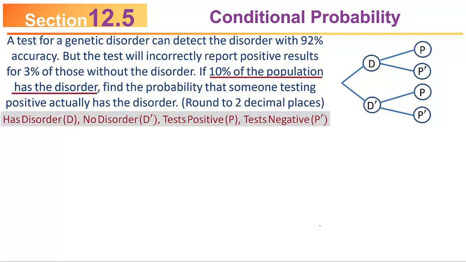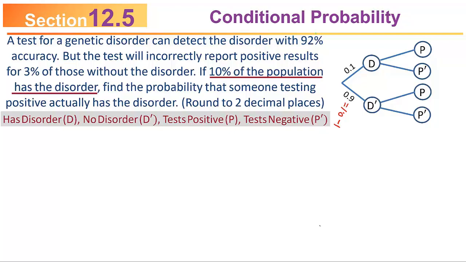Now let's go through this and figure out what these numbers are that are going to have to be transferred over to the tree diagram. First of all, I notice that 10% of the population has the disorder. So that means the branch on the ordinary probability for having the disease is 0.1. And if you want to calculate the probability that the person doesn't have the disease, that would be 1 minus 0.1. So 90% of the population does not have it, which is 0.9.